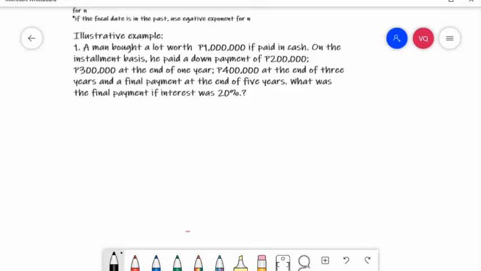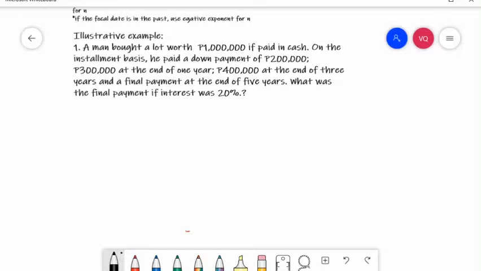A man bought a lot worth 1 million pesos if paid in cash. On the installment basis, he paid a down payment of 200,000 pesos, 300,000 pesos at the end of 1 year, 400,000 at the end of 3 years, and the final payment at the end of 5 years. What was the final payment if interest is 20%?